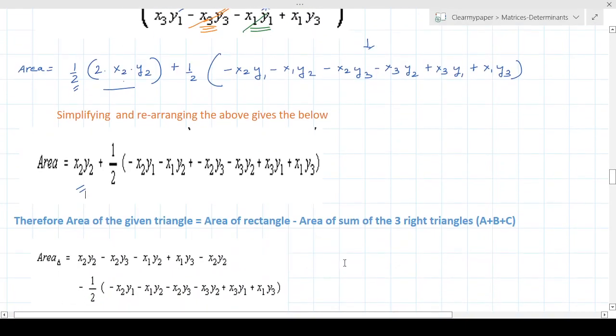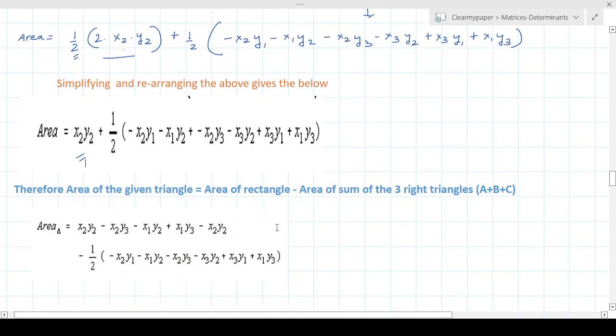So now what we have done in essence is we have computed the area of all the 3 right angle triangles over here. Okay, and this whole thing is A plus B plus C triangle, right? I'm going to take this whole thing and subtract it from the area of the rectangle that we got above. I've copied the formula as it is here. This is the area of the rectangle, and this is the area of A plus B plus C triangles.